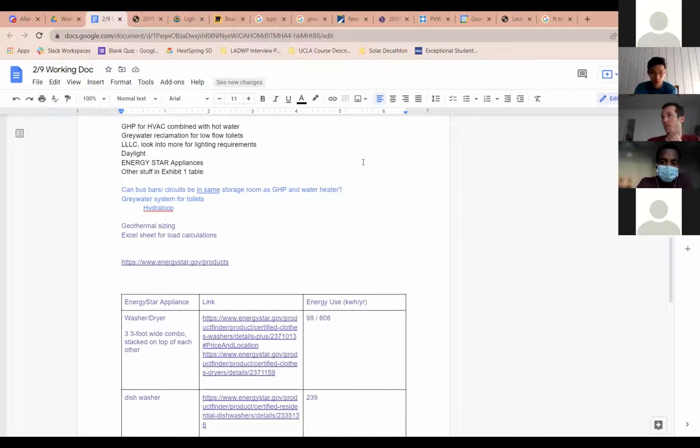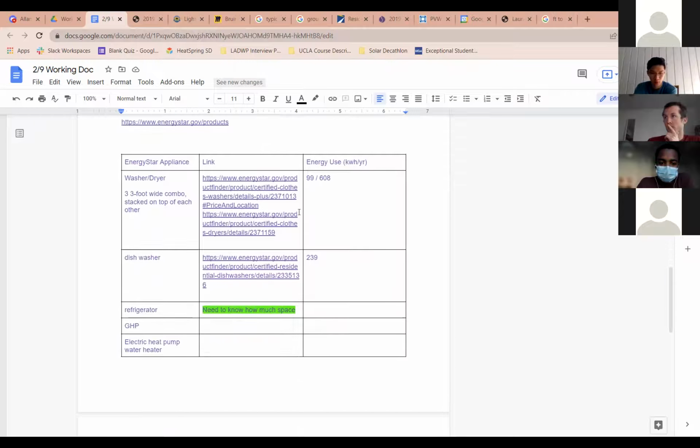Okay. So I've got an Excel sheet for the load calculations. This first table here is the washer, dryer, and the dishwasher. Working on the sizing of the refrigerator, I'm going to use those module dimensions that you guys have to get an idea of how much space we have for the refrigerator. Most dishwashers are pretty conventional, and then how much room we have for a stovetop oven kind of situation. The electric heat pump and water heater and the ground source heat pump are just TBD right now because we need to know the sizing requirements first.